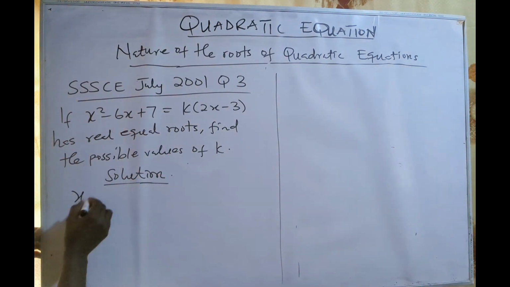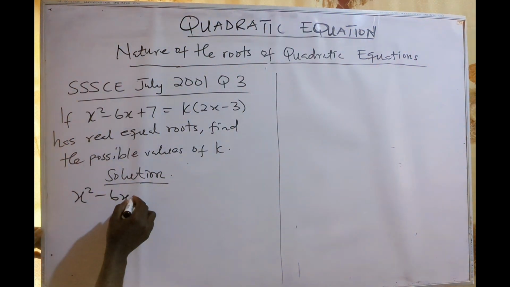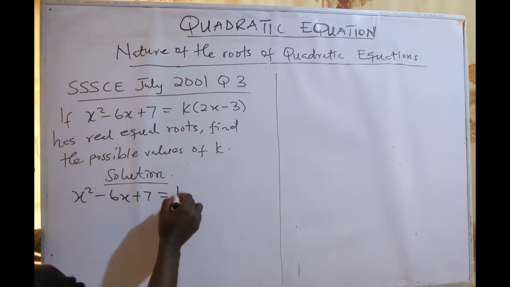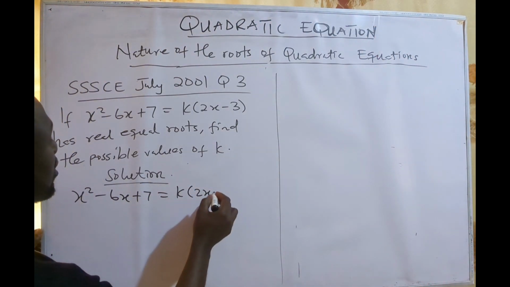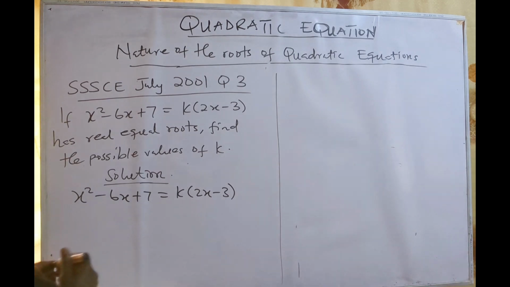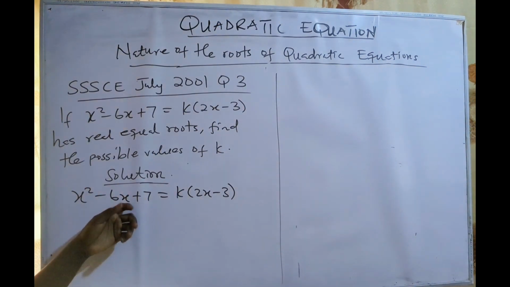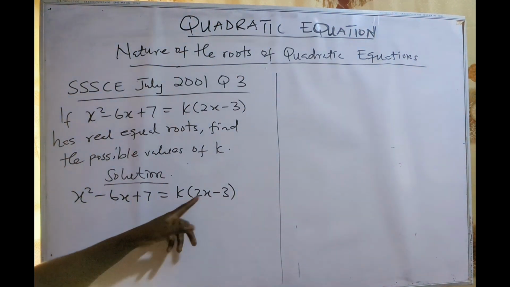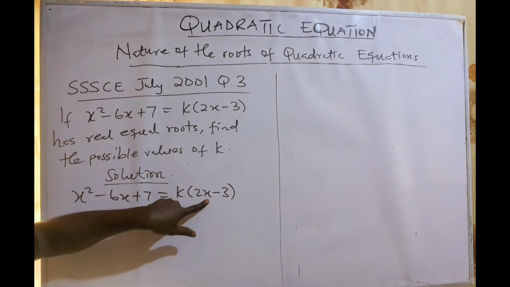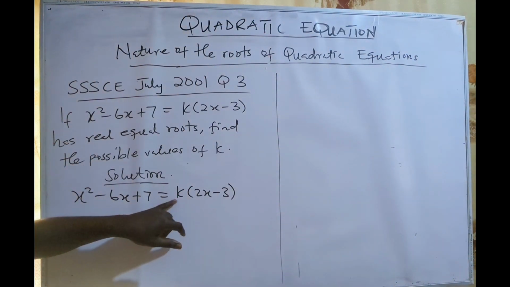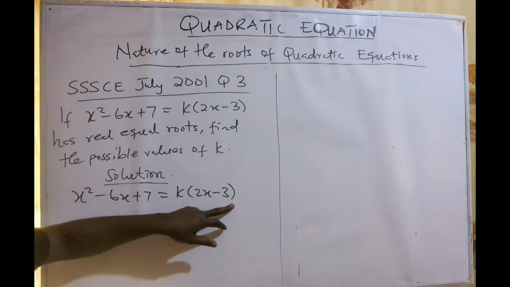So the equation is x squared minus 6x plus 7 equal to k into bracket 2x minus 3. And it said this equation has equal roots, so we should find the possible values of k. First of all, we have x squared here, and we have 6x, the coefficient of the x here is negative 6. But there is another x here, where we can also get the coefficient of the x from.